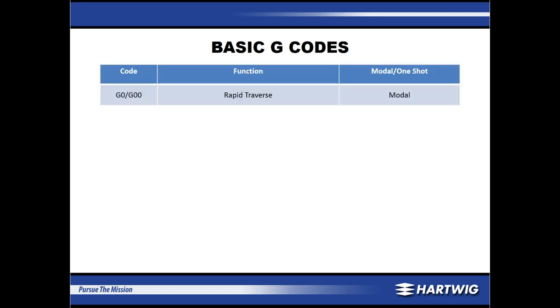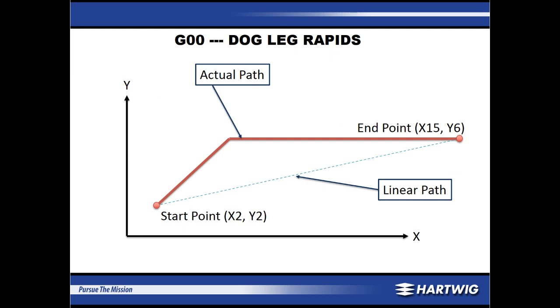Our first and most basic G-code, or the one that we might use most frequently, is G0 or G00, and that's for rapid traverse. G0 will stay on until it's told to stay off. But let's go into a couple of tangents about G0 while we're on our first G-code.